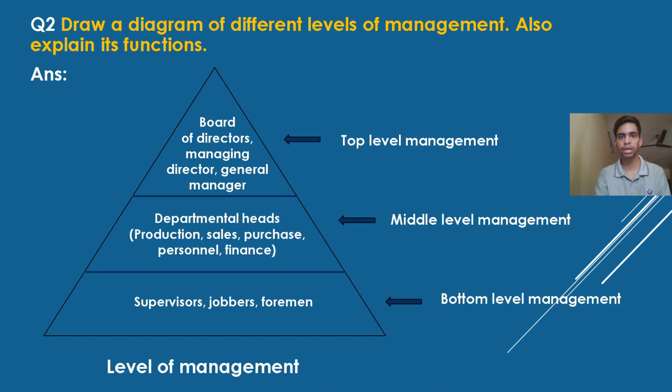Draw a diagram of different levels of management. Also explain its functions. So this is a triangle of levels of management. On the top level management: board of directors, managing directors, general managers. Middle level management: departmental heads, production, sales, purchases, personnel, finance. Bottom level management: supervisors, jobbers, foremen.